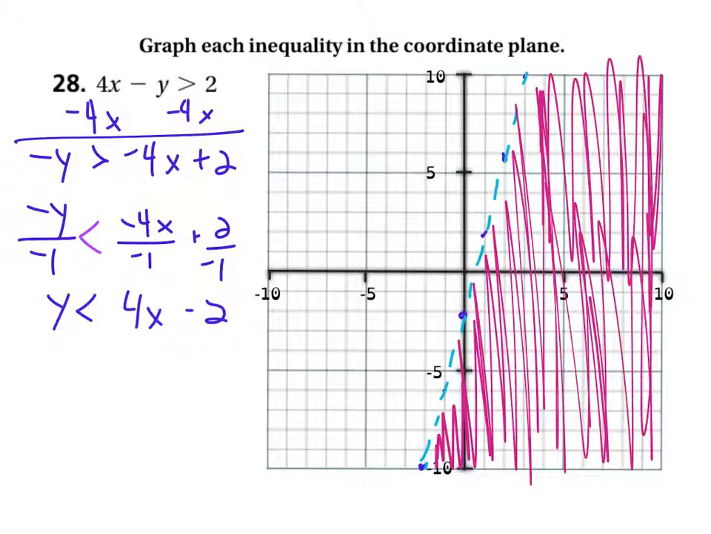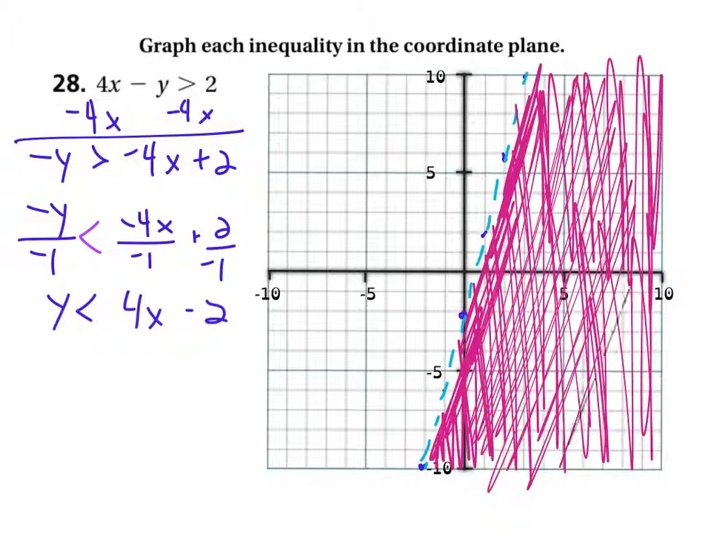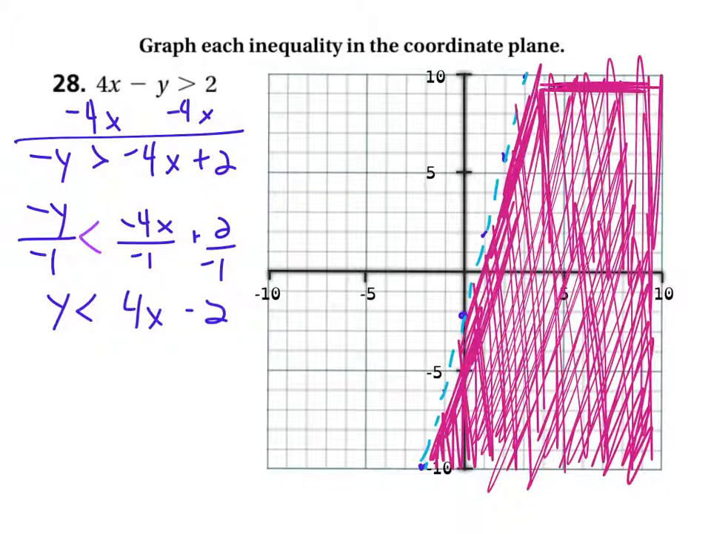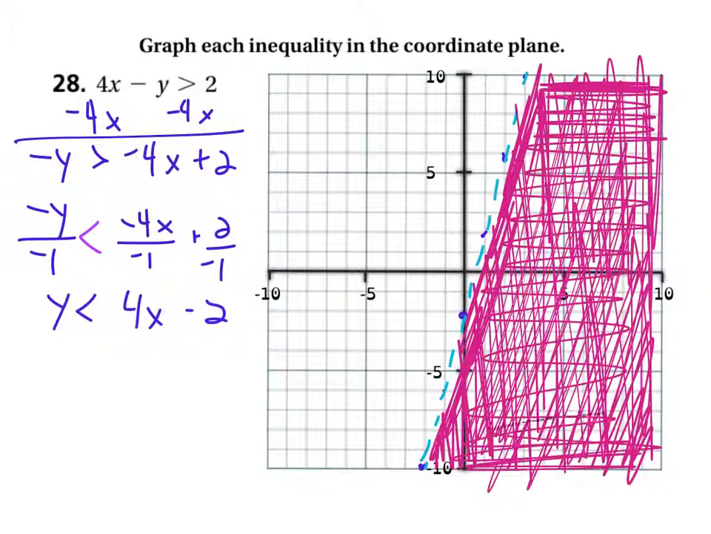Not points that are on the line, because it doesn't say "or equals." I can't stress that enough, but hopefully I've stressed it sufficiently. Everything in that region is a solution to the inequality, and everything that's on the line or on the other side of this line is not a solution.